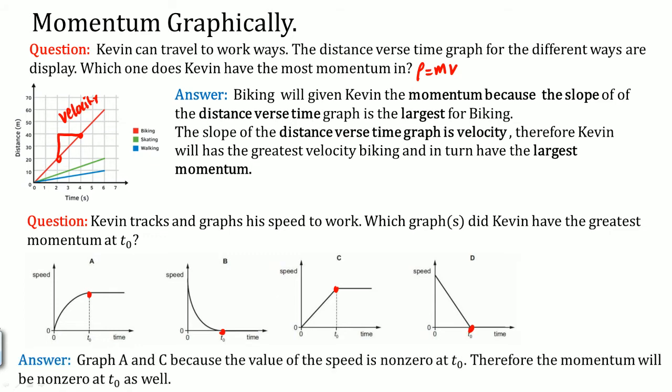It would be A and C, because the value of the speed is non-zero. So here we can say it can be 5 meters per second. Here, this can also be 5 meters per second. Therefore, their momentum will also be non-zero at t naught as well. So at these two locations, the momentums are actually the same. This is the speed-time graph. That's why you can look at a single point.